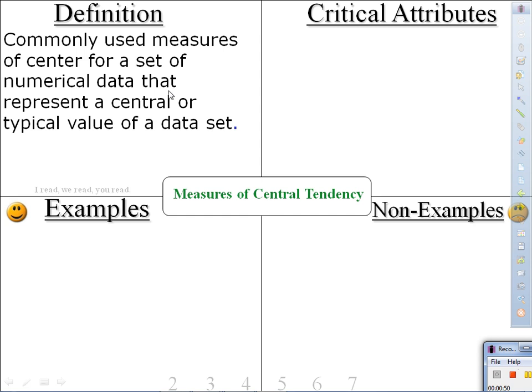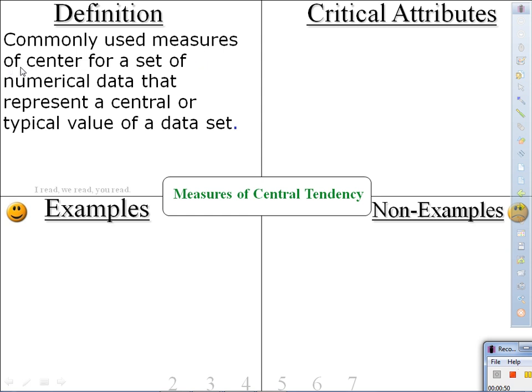So let me break down the definition first so that we understand what each piece means. It says here, commonly used measures of center. That's the first part. Commonly used makes sense just by reading it, right? That means something that we use the most. Measures means a type of instrument or formula that we use the most. So a commonly used formula or instrument, okay?